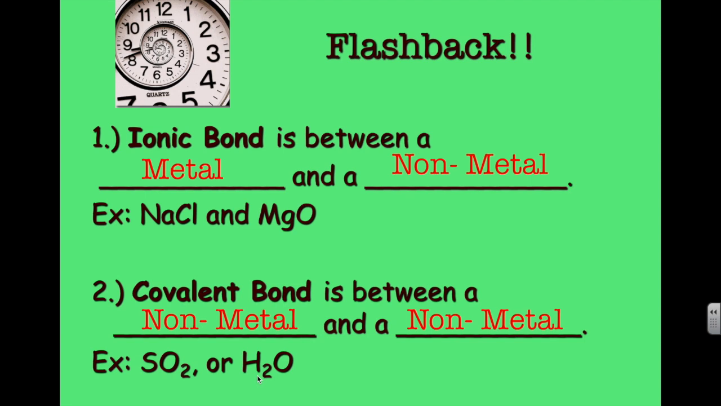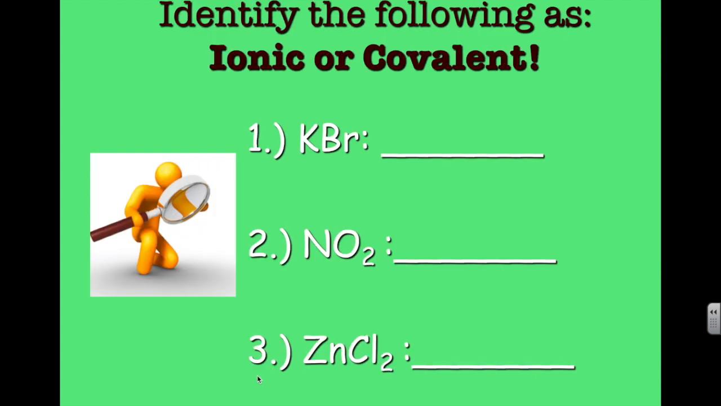Hydrogen is weird. So if we were to identify KBr, well, K is on the left side, Br is on the right side, so that's ionic. Nitrogen dioxide is covalent, and then zinc chloride is ionic.